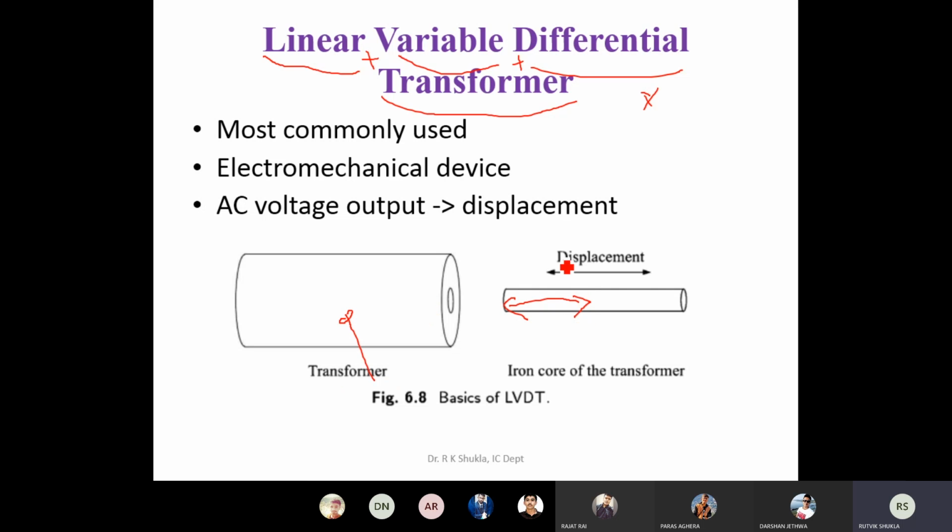In the vicinity of the transformer, this particular core will move, and whenever the core comes under the vicinity of this primary and secondary winding, the induced EMF on the secondary side will increase, and that EMF is related to the amount of area covered by this displacement rod in the core of the transformer. That is the basic principle.